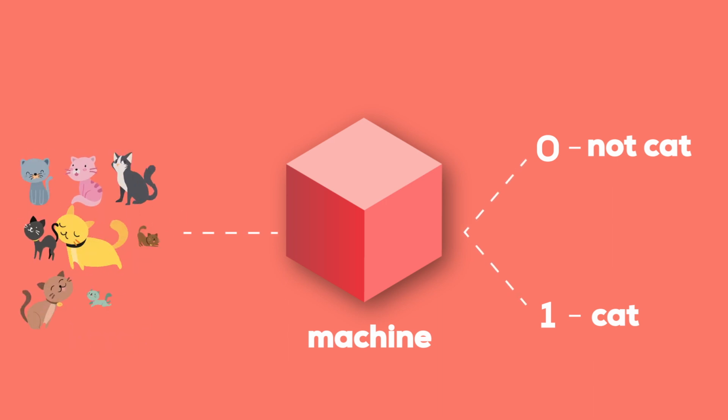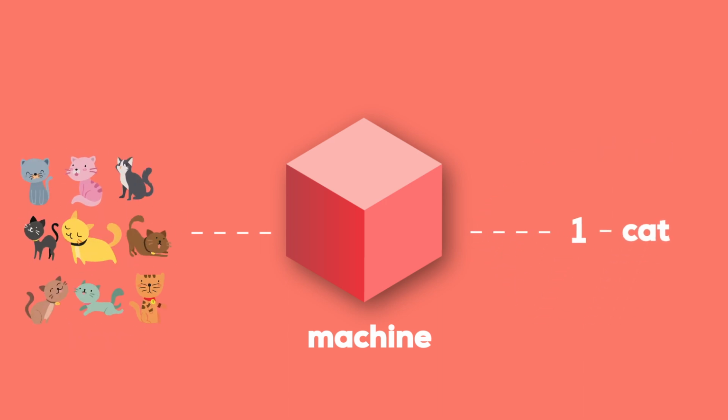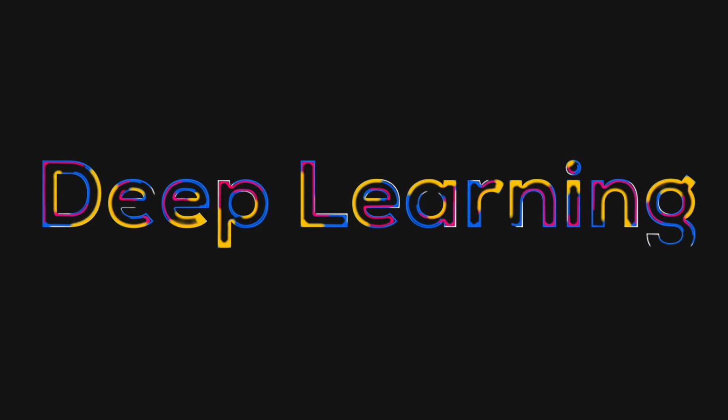These weights capture the patterns in our images and allow us to classify cats that our machine has never even seen before. And with that, you now know the basics of deep learning.